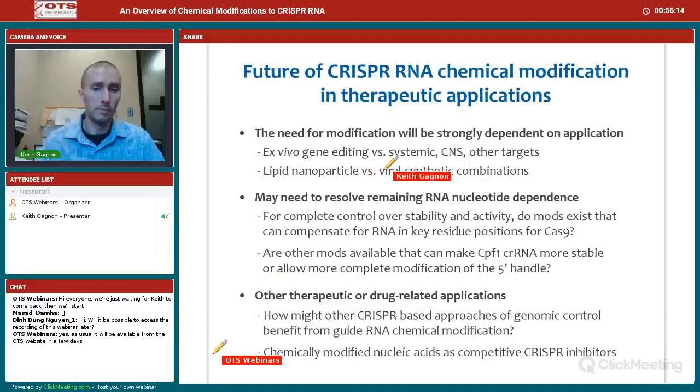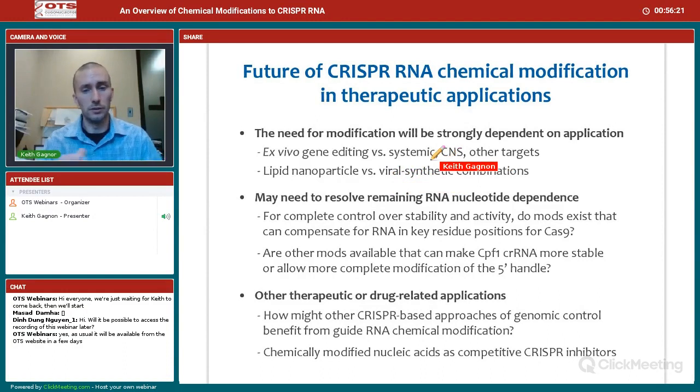Also, if you're doing viral delivery of Cas9, you're never really going to need to do any chemical modification, unless you want to do this viral-synthetic combination that was proposed by Rahdar et al. in 2015. Depending on what the goal is for the therapeutics, there may come a need to resolve this issue with remaining RNA bases. So that's a good question: are there mods out there that can compensate for RNA at these key residue positions? That may be worth investigation.